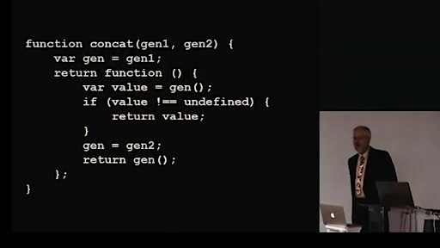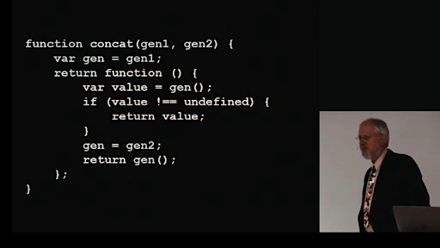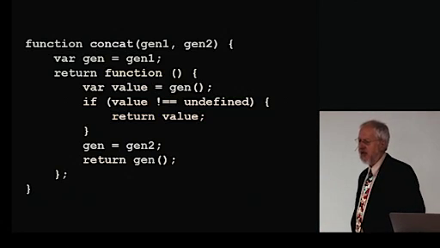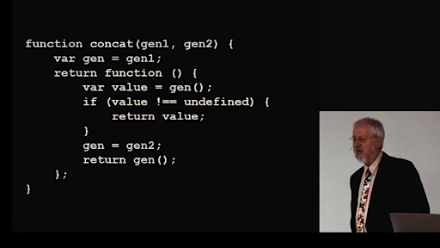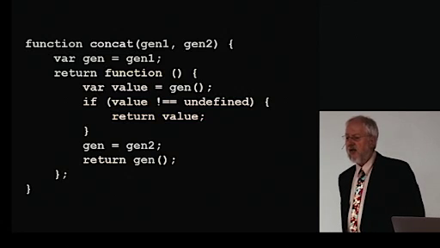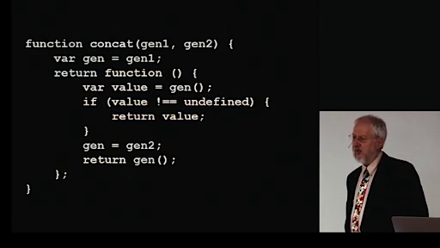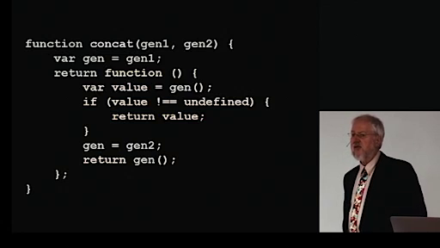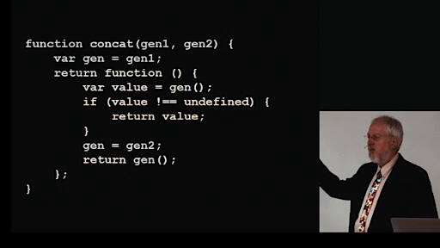So here's concat. It takes 2 generator functions. It has a variable to remember what the current generator function is. It returns a function which gets a value from the current generator. If the value is not undefined, it returns it. Otherwise, it replaces the current generator with the next generator and returns a value from that. So who got something that works? Very good. Anyone take a different approach?